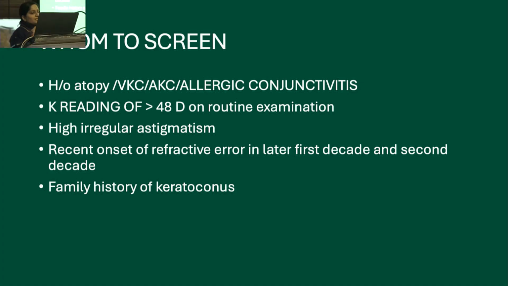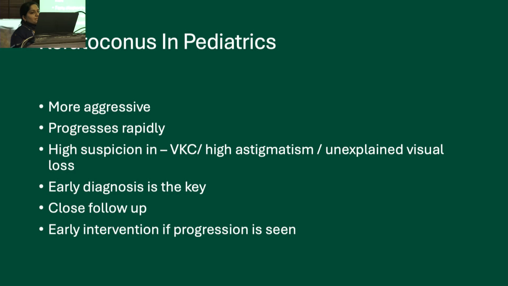And now I'll give a short note on whom to screen. Always take a K reading in a patient with a history of atopy, VKC, atopic keratoconjunctivitis, or allergic conjunctivitis. On routine examination, when we find a K reading of more than 48 diopters, try to do a corneal topography. Also screen patients with high irregular astigmatism, patients with recent onset of refractive error in the first or second decade, or a patient with a family history.